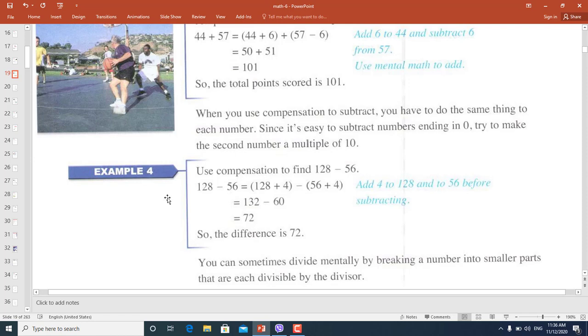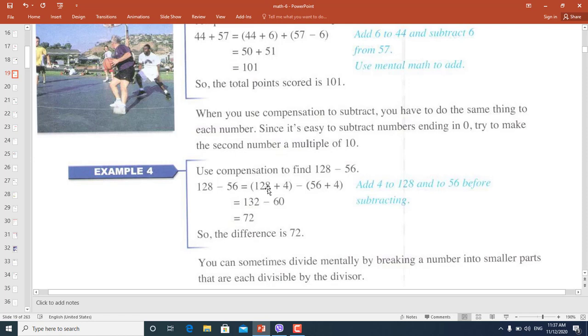So from there we make this 56 into 60, so we must add 4. When you add 4 to this number, you must also add 4 to the other number. We don't subtract, because the sign is minus, so we add the same number to the two numbers we have. From there we have 128, we will add 4, and 56 we will add 4, and we put a minus between them.